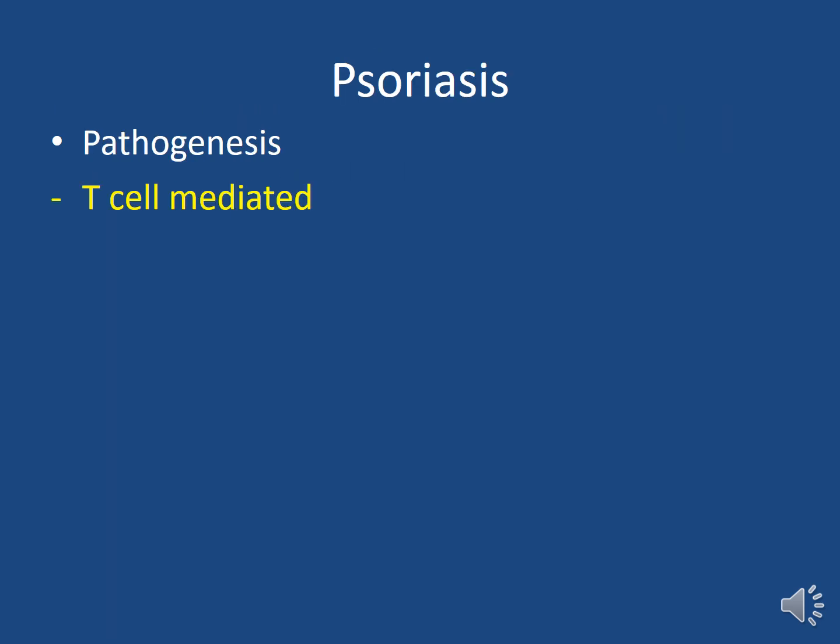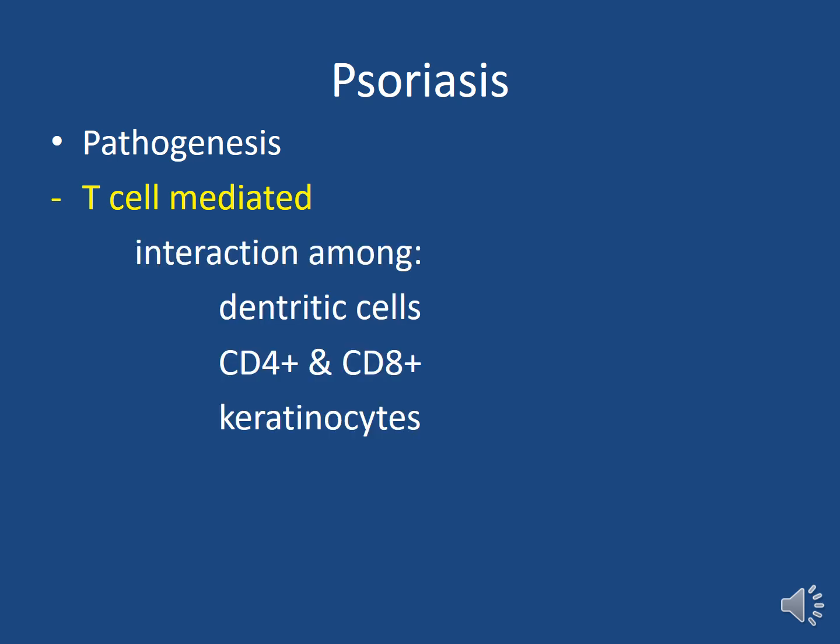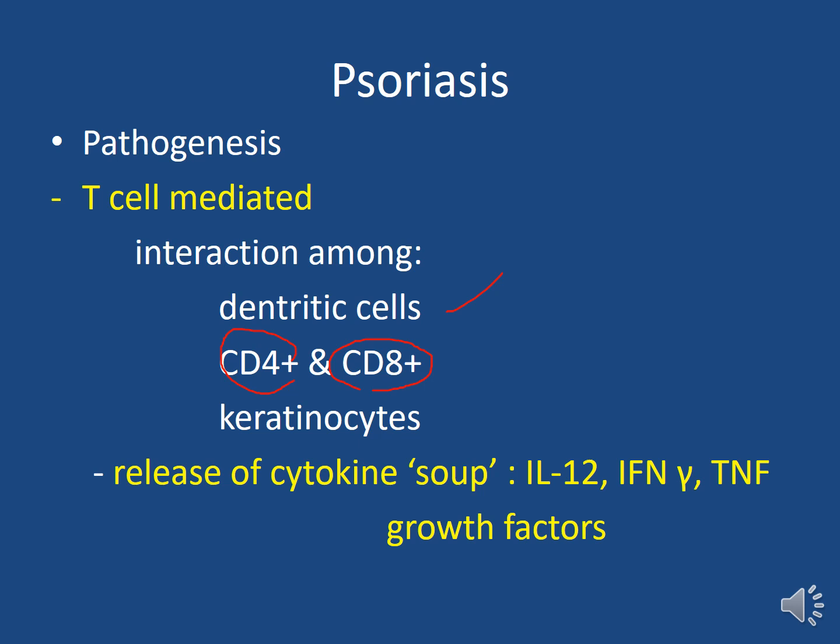The problem with psoriasis is that it is a T-cell mediated autoimmune disorder. These cells are involved in the development of psoriasis: the dendritic cells, primarily the CD4 lymphocytes, the CD8 lymphocytes, and the squamous cells in the epidermis.